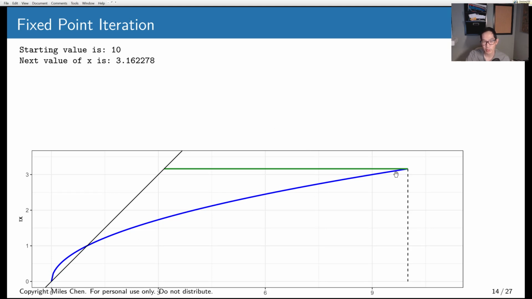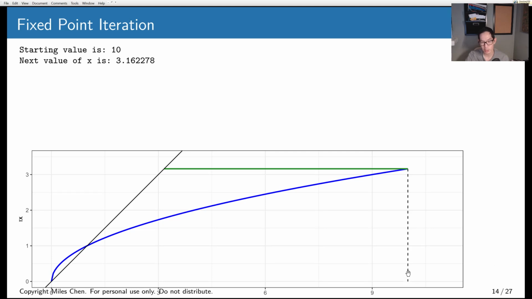I've got the square root function in blue. I'm going to start off at 10. This line here represents the line y equal to x, and this is where x equals 1 and y equals 1. This is the fixed point. If I start off at 10, the value of the function at 10 is 3.162. So I follow that line over. This is 3.162 in the y direction, and it runs into y equal to x. So this location right here is where x is equal to 3.162.